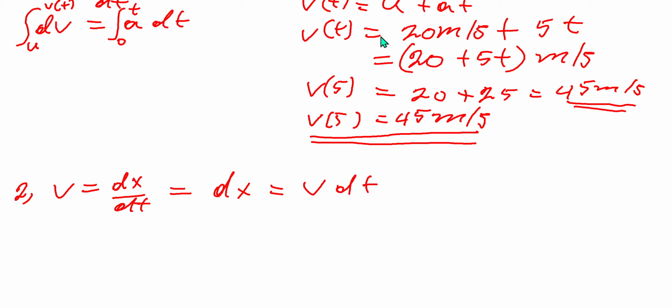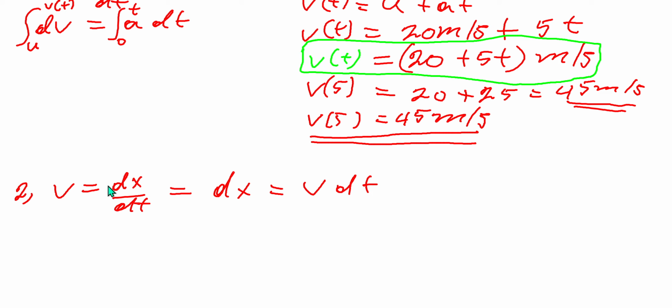v is already given here. It is 20 plus 5t. So when we integrate dx, which is equal to v dt, on this side from initial time 0 to t, and on this side from initial position x naught to x of t.